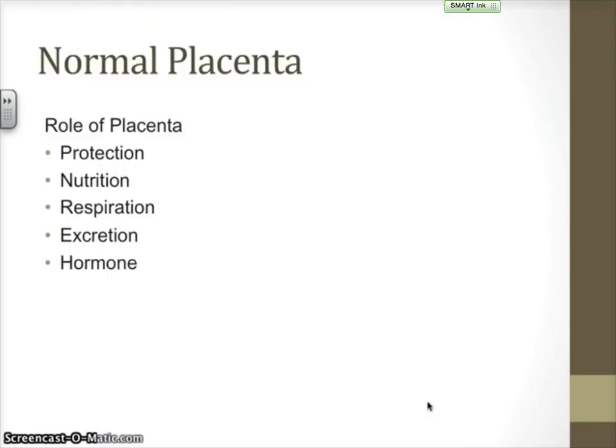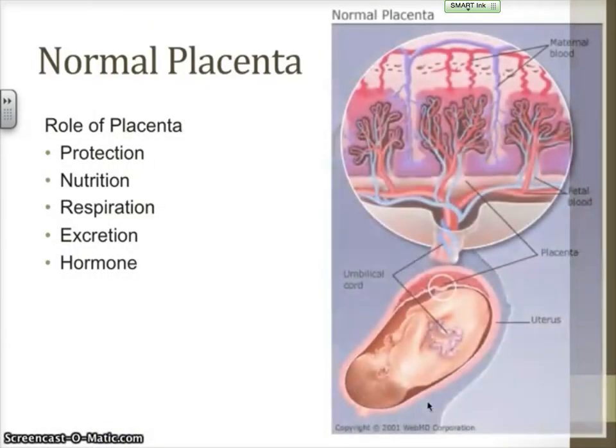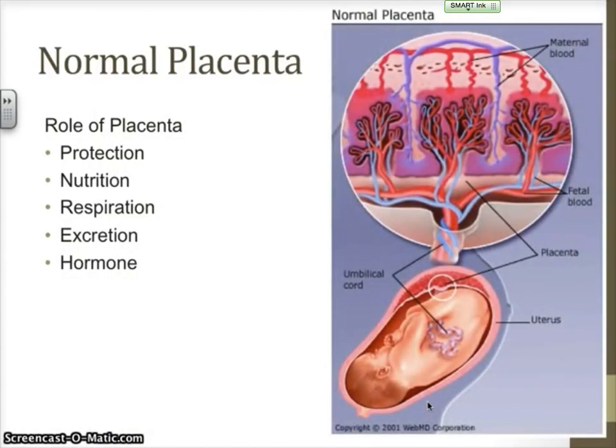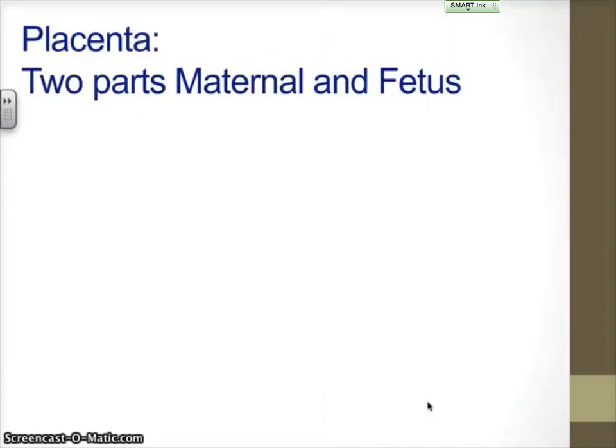So now let's describe the role of a placenta. So in a placenta, the roles that it serves are to protect the baby, to provide the baby with nutrients, also to provide it with gases like oxygen, and to be able to get rid of carbon dioxide, which we'll call respiration, excretion to remove waste, and also to provide hormones. There are 2 parts to maternal and fetus.